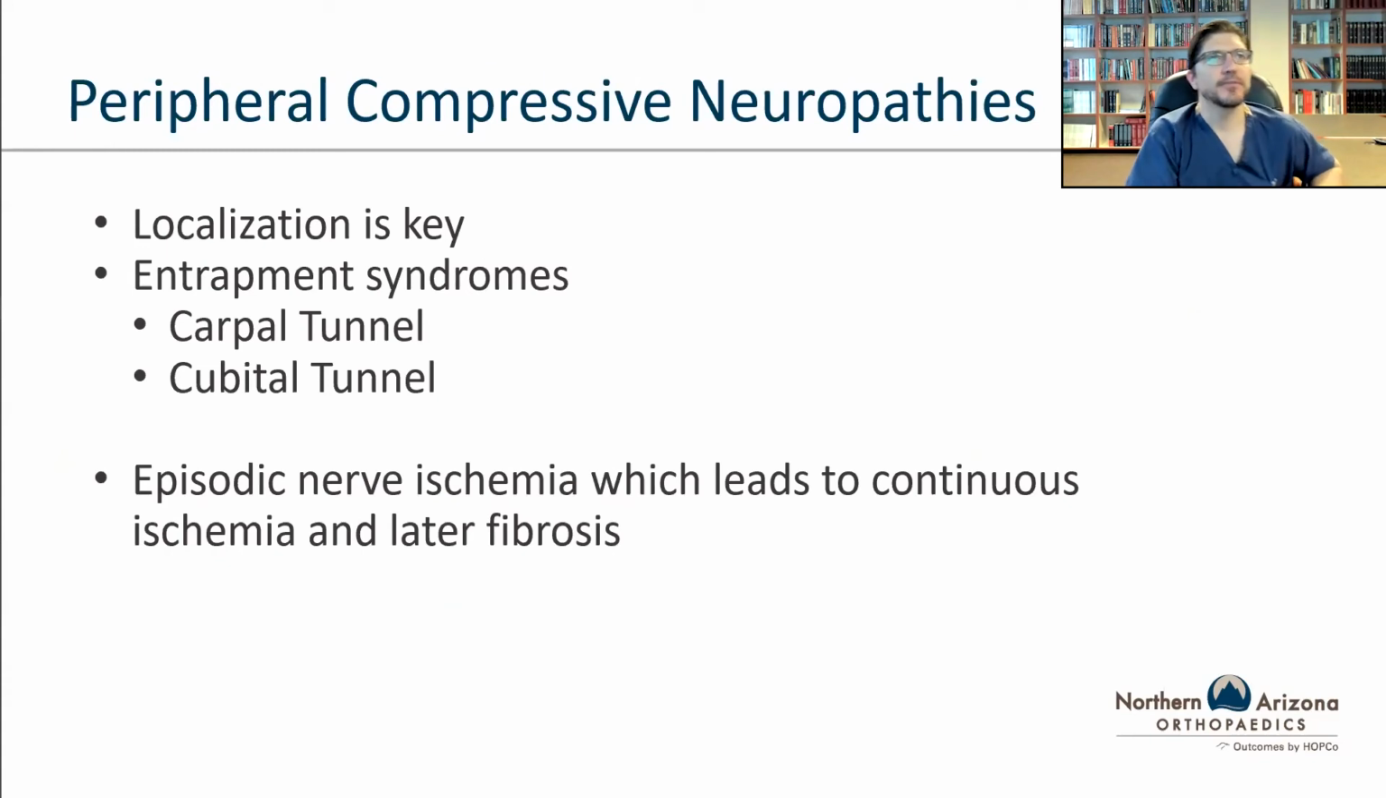In terms of peripheral compressive neuropathies, this is when a nerve in the wrist or forearm or upper extremity is compressed and causing pain or swelling or numbness and tingling or loss of function. Localization is key. You need to know where it's occurring and where that compression is happening. The two most common issues that we deal with are carpal tunnel syndrome and cubital tunnel syndrome.